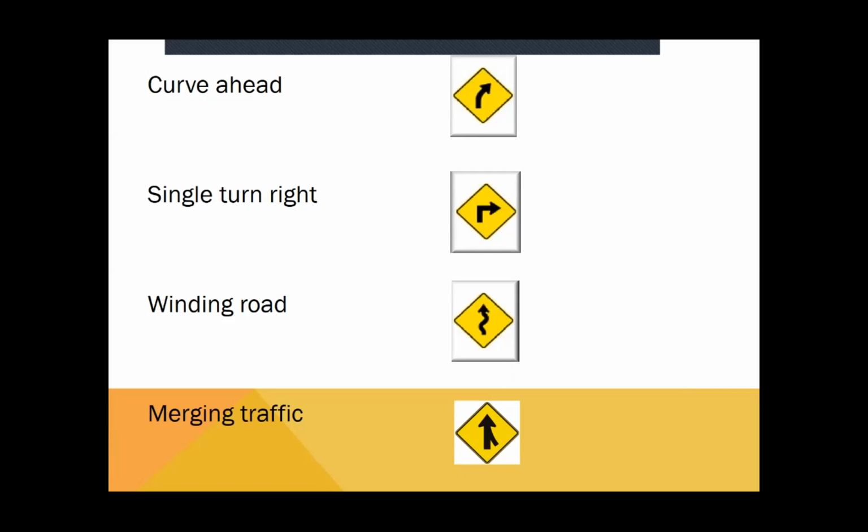This one means merging traffic. As you can see, there's a bigger, thicker arrow, and then a smaller arrow coming into that. That means merging. And we're going to talk about more details in the next chapter about what merging is and how to do it. But be mindful that this is the sign for merging.